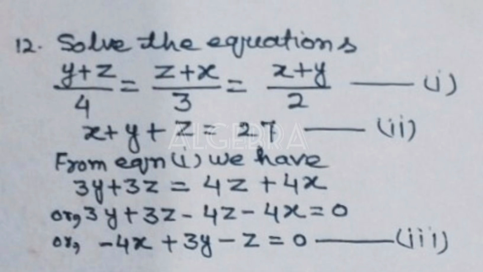Equation 2. From equation 1 we have 3y + 3z = 4z + 4x, or 3y + 3z - 4z - 4x = 0, or -4x + 3y - z = 0.